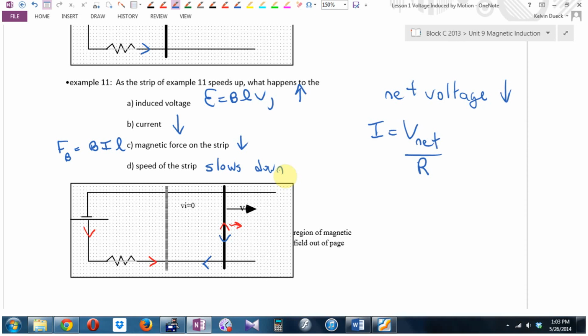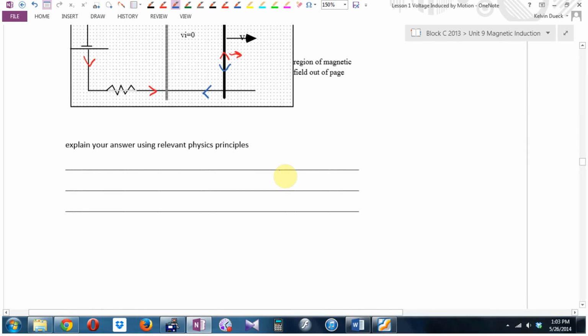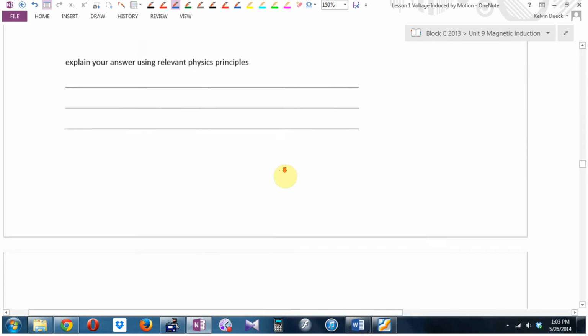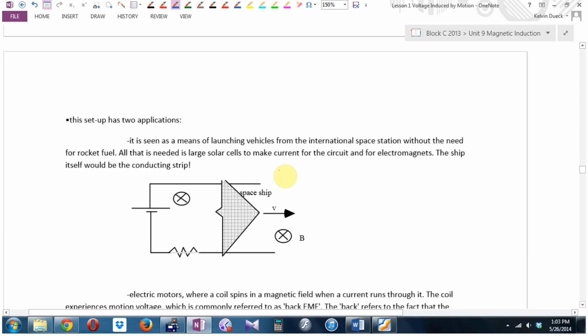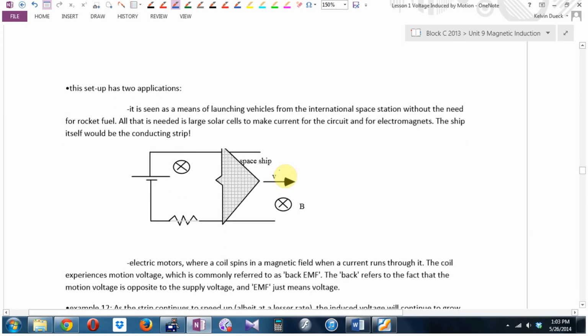Nice applications of right-hand rule. Kind of cool. To explain your answer using relevant principles of physics, we just did, I think. So, this setup has 2 applications.